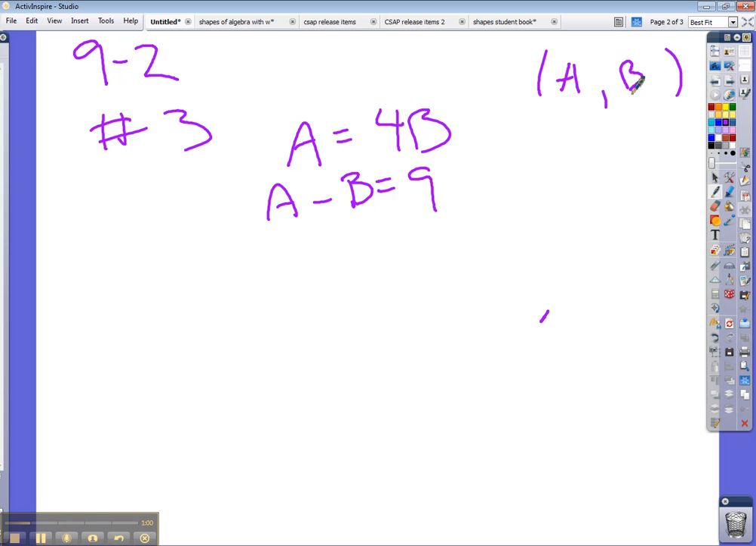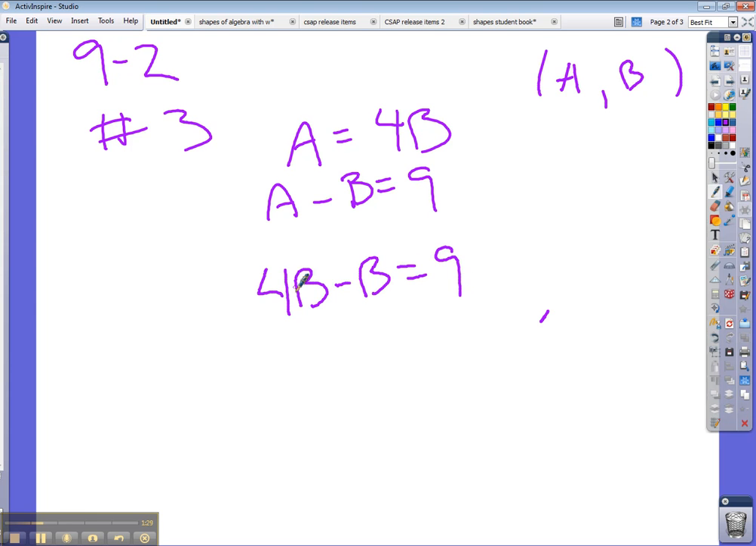Well, we're going to substitute here. Now for you to substitute, you need to have one variable isolated, or in other words, all by itself. In this case, we already have the a all by itself. Makes life easy. So a is equal to 4b. What's another way of saying a? 4b. So I'm going to rewrite this equation, but instead of a, I'm going to write 4b. So we have 4b minus b is equal to 9.